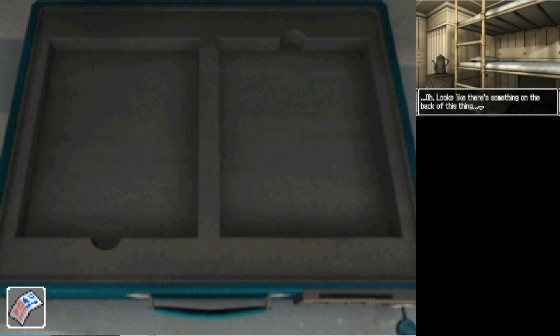It looks like there's something on the back of this thing. A notebook, a pen, and a calculator. A stack of key cards.